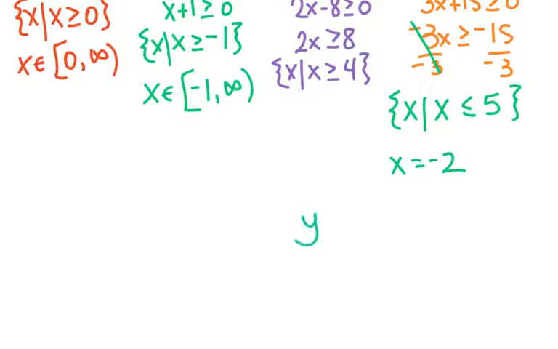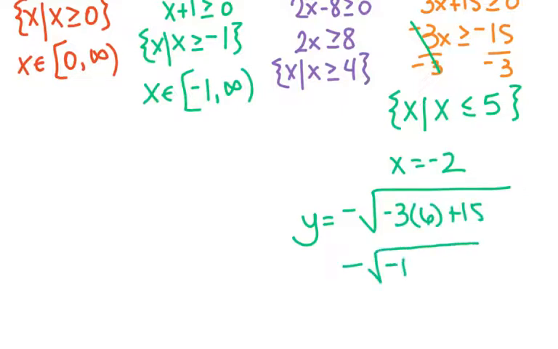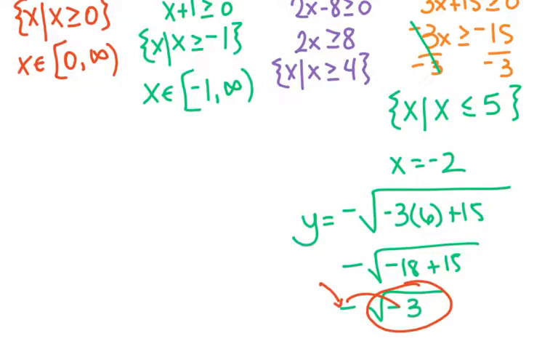So let's try that. If I have y is equal to negative and then the square root, and then we're going to have negative 3 times positive 6 plus 15. That's going to be the square root of negative 18 plus 15. You're going to have the square root of negative 3. This right here is the problem. This negative does not matter because you can't multiply those together yet because one's inside the radical and one is not.